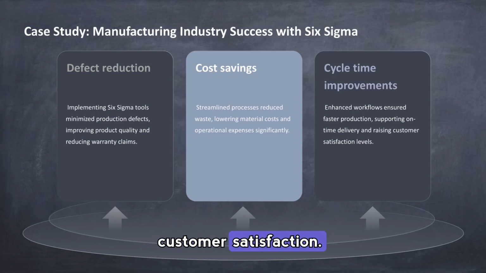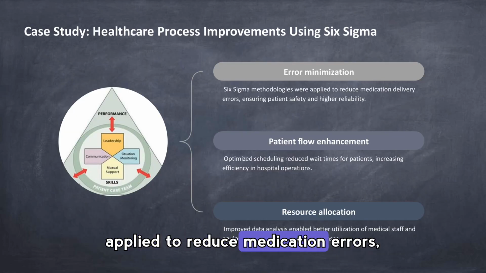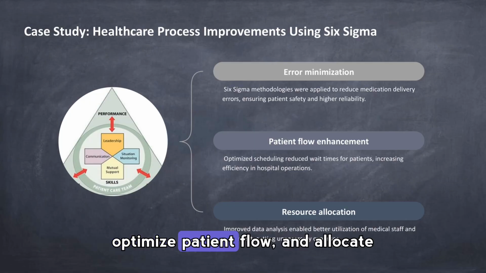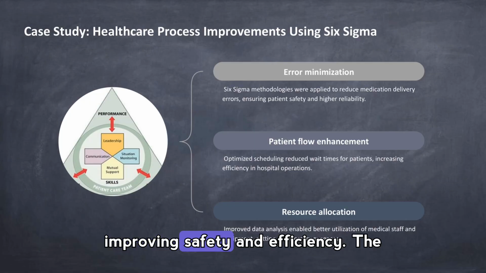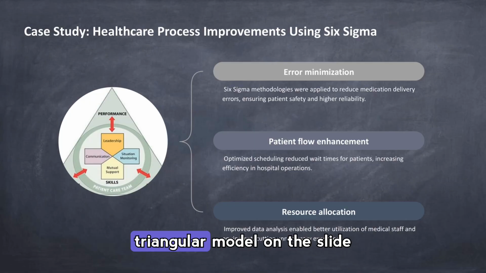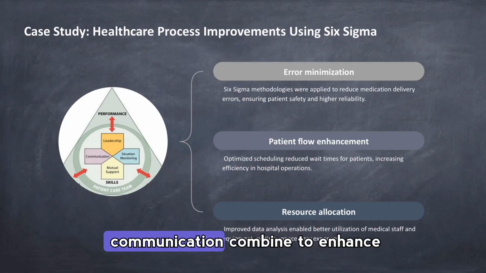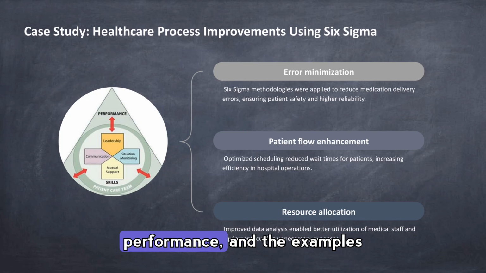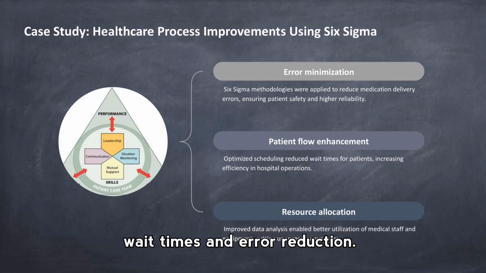In healthcare, Six Sigma has been applied to reduce medication errors, optimize patient flow, and allocate resources more effectively, improving safety and efficiency. The triangular model on the slide illustrates how leadership, skills, and communication combine to enhance performance, and the examples show measurable improvements in wait times and error reduction.